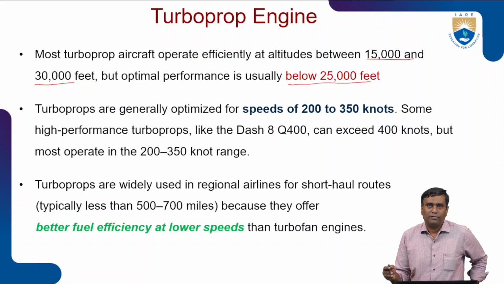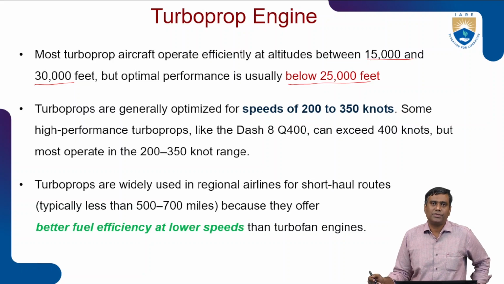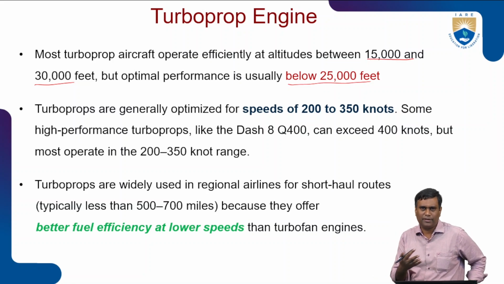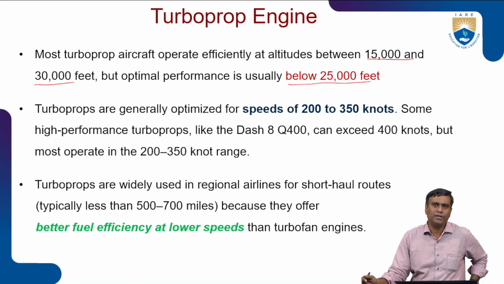And turboprops are widely used in regional airlines for short haul routes, because they offer better fuel efficiency at lower speeds. That is, range is up to 500 to 700 miles. In this range of trips, turboprop aircraft are being used. We have seen SpiceJet, not only SpiceJet, but all commercial aircraft for short duration, right? They are using turboprop engines only, twin engine turboprop engines, because they are fuel efficient for short duration and lower speeds.